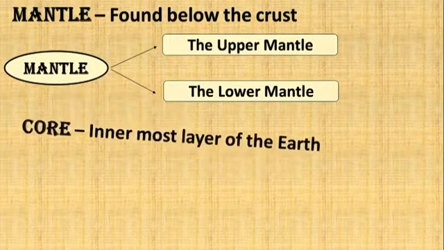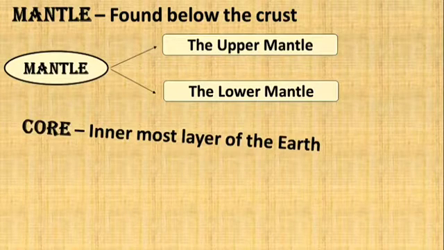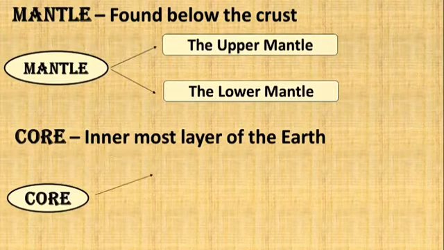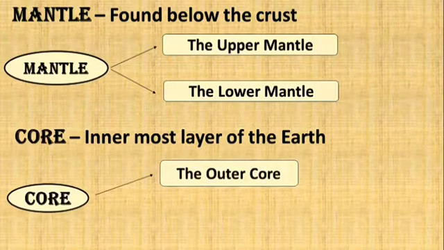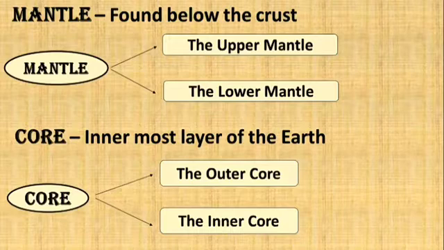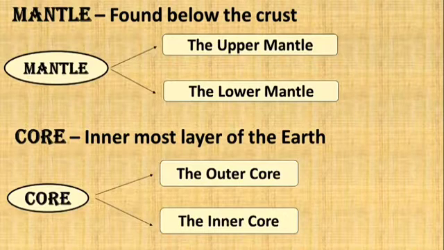Let's see about the core. The core is the innermost layer of the Earth. It is called barysphere. The core and the mantle are separated by Weichert-Gutenberg discontinuity. The core is divided into two parts: the outer core, which is rich in iron in liquid state, and the inner core composed of nickel and iron in solid state. The central core has very high temperature and pressure.